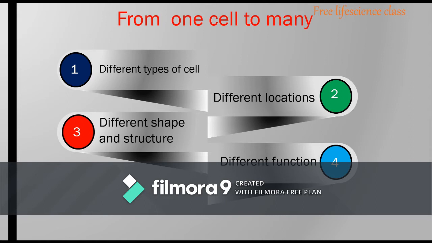Basically, we know that a single cell will develop into an organism. So one cell will develop into many, and these many will develop into many different types. We can see this type of development in the embryonic stage, isn't it? Okay, so let me ask one question.